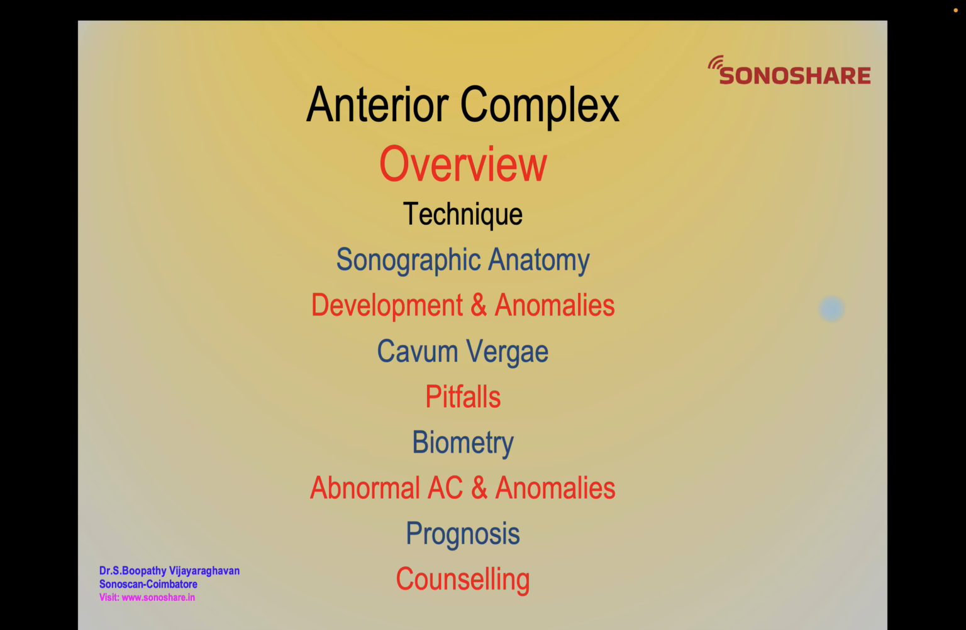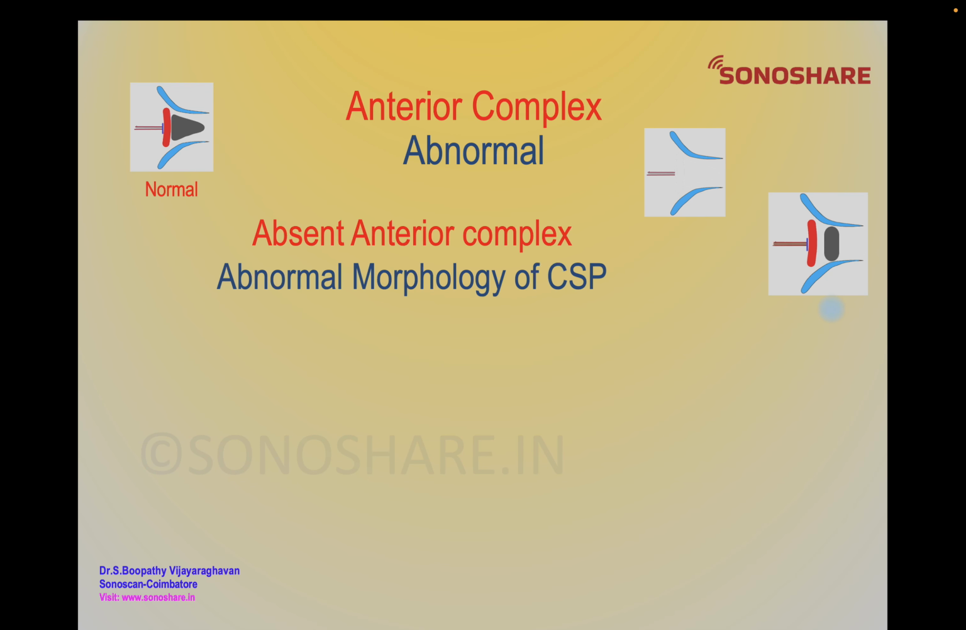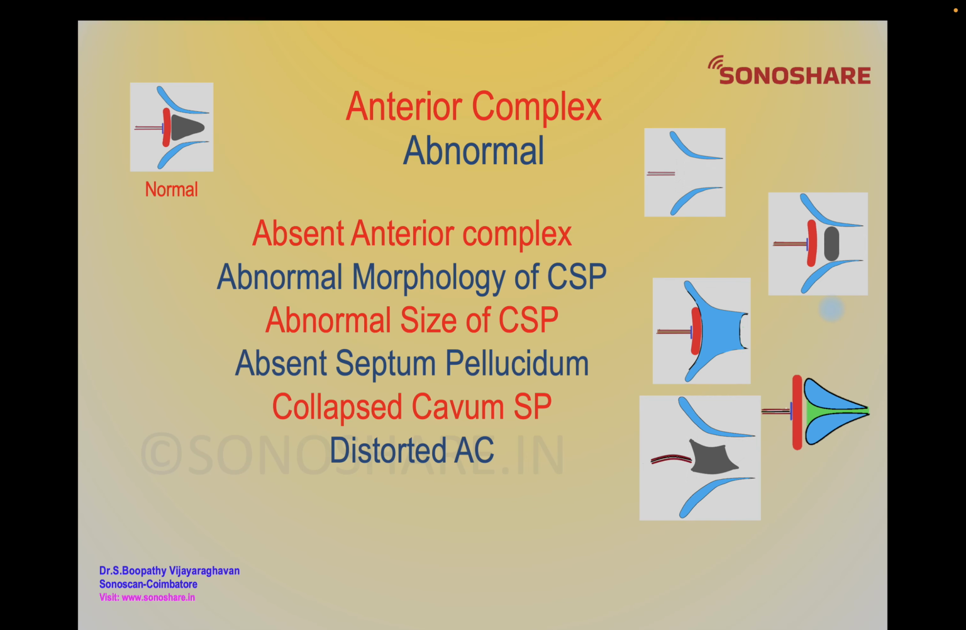All this will be covered in this lecture. And in abnormal anterior complex, in the form of absent anterior complex, abnormal morphology of the cavum septum pellucidum, abnormal size of CSP, absent septum pellucidum, collapsed cavum septum pellucidum, distorted anterior complex, and dysmorphic frontal horns, as shown in the schematics on the right side. All these will be covered in detail in this lecture.